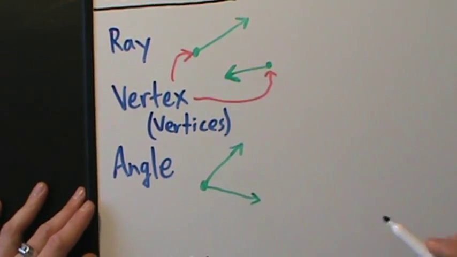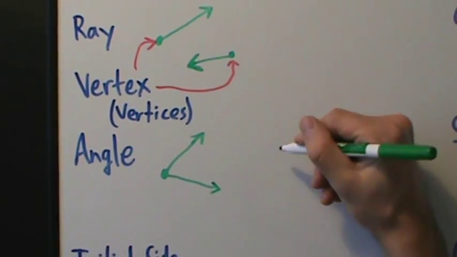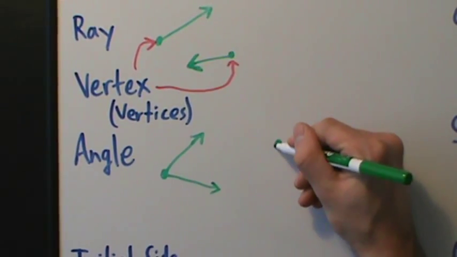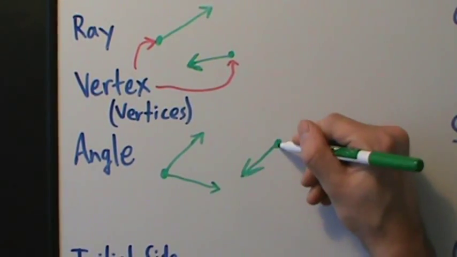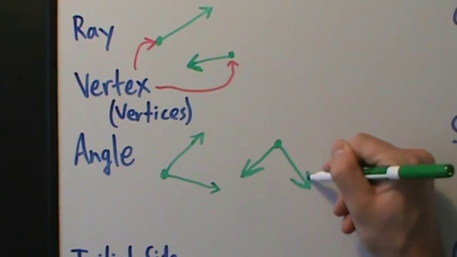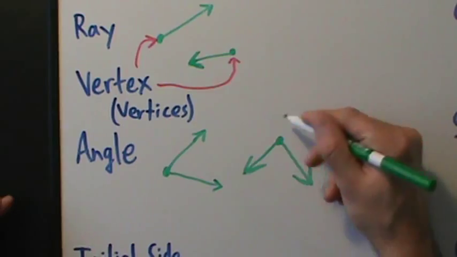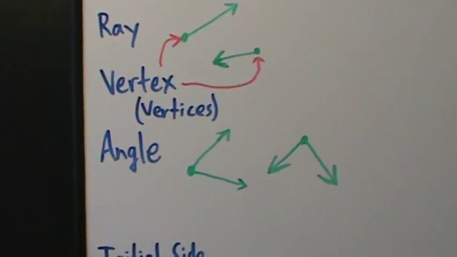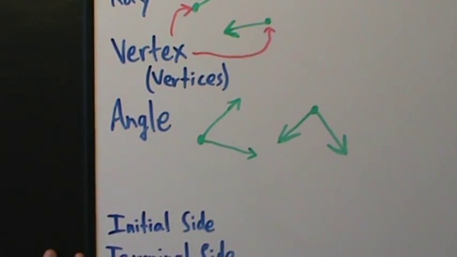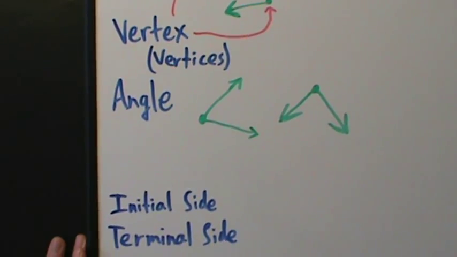So anyway, here's another example of an angle. Here's our vertex, ray, and ray. So another example of an angle. There's an angle in here, and again, there's another angle out here, and we'll talk some more about that soon.